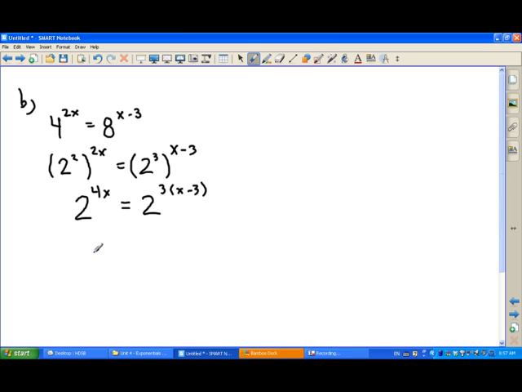So I can again drop the bases. And set the exponents equal to each other. And then I can solve this algebraic equation. So I have 4x equals 3x minus 9. Isolating x, I end up with x equals negative 9.